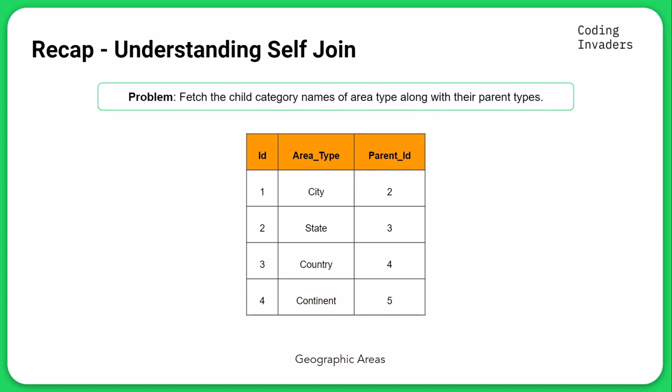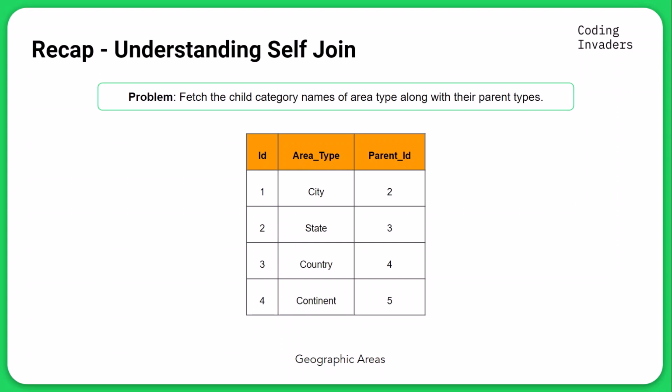Suppose this is our data set. If you recall, this data pertains to geographic areas that could be part of a very simple map database. It has 4 rows and 3 columns: ID, area type, parent ID. So ID 1 refers to area type city and the parent ID for that is 2, whereas ID 2 is area type state and refers to parent ID 3, and so on and so forth. The problem at hand is to fetch the child category names of area type along with their parent types.